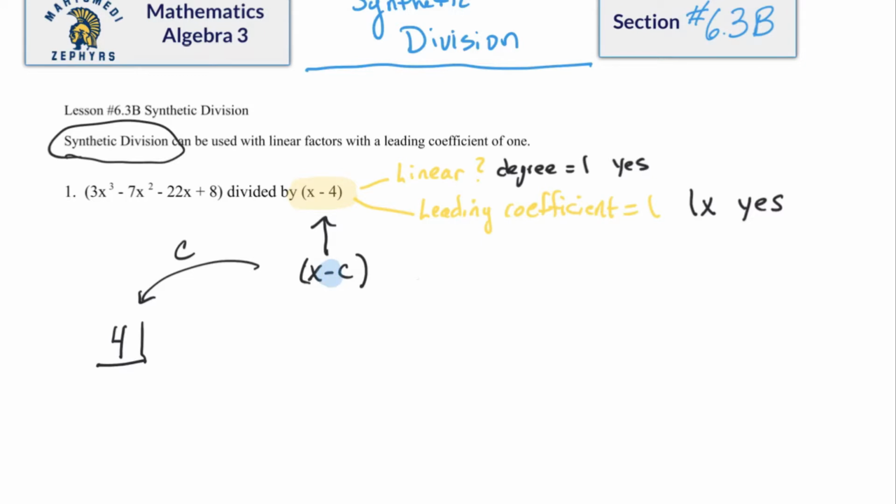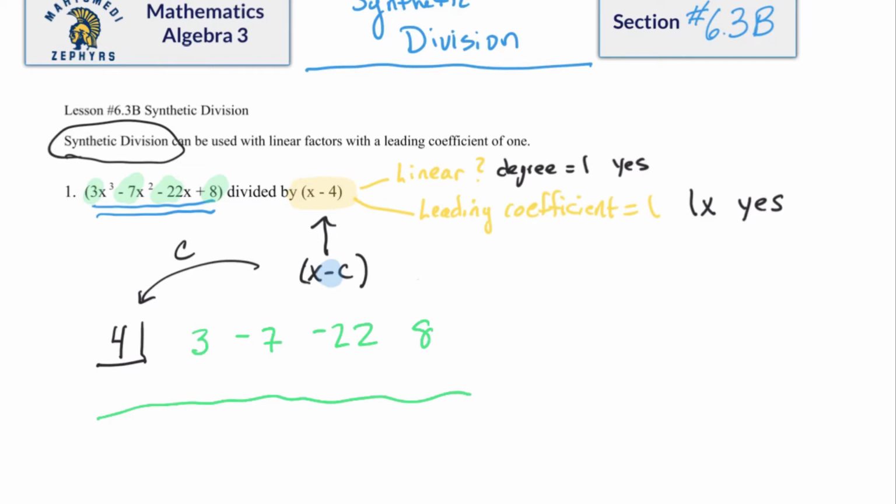After that, we are going to focus on what we are dividing into. And we're going to take the coefficients 3, negative 7, negative 22, and 8. And we are going to write those numbers down to the right of the 4 in a row, neat, organized, and professional. Now we're going to start the process of division.